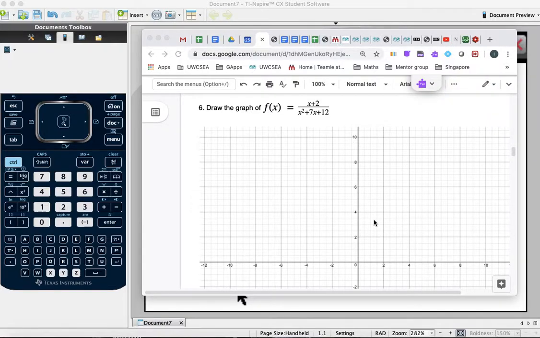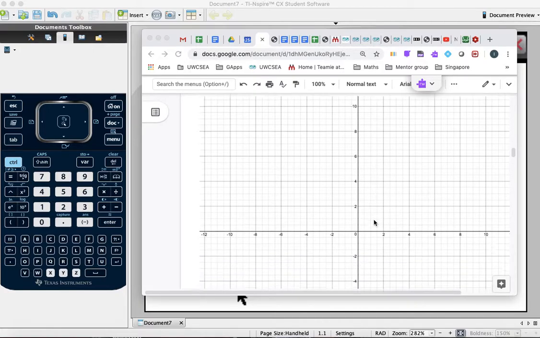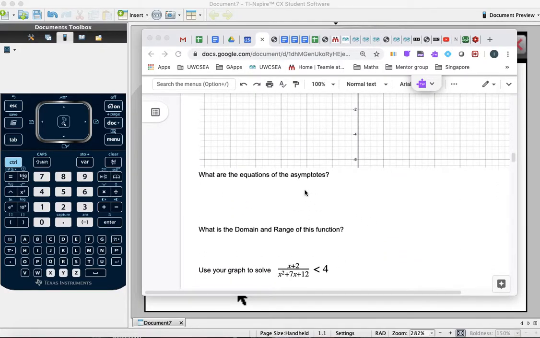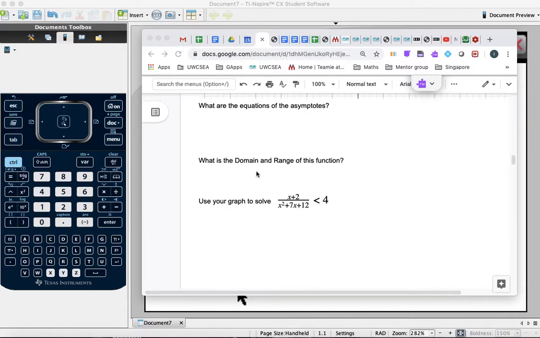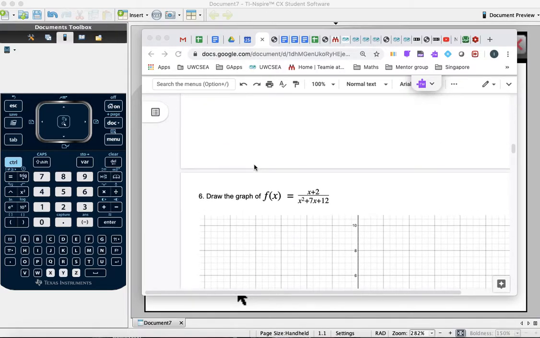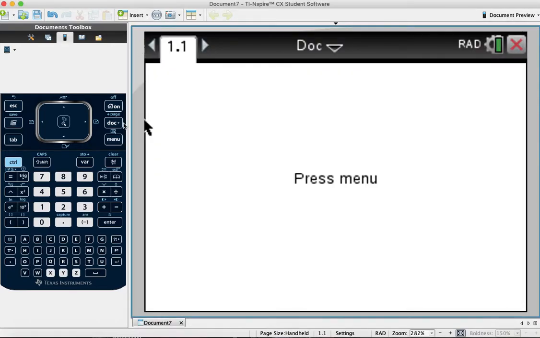So I'm just going to go through how to solve this question. Now, the first part is obviously to draw the graph and then to answer the questions about asymptotes, domain, range, and solve this inequality with the function. So the first thing we need to do is basically draw the graph.